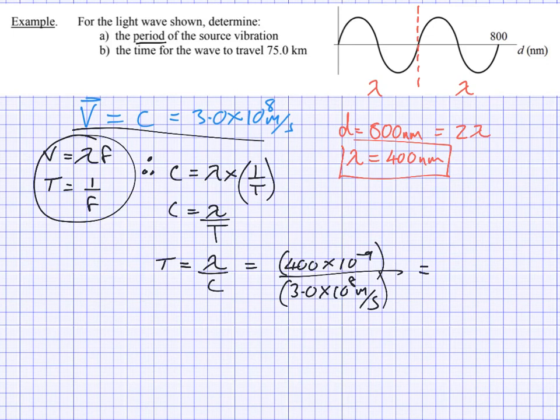If you plug it into your calculator, you get 1.33 recurring times 10 to the negative 15 seconds. So really quick, what that means is that the time it takes for one full wavelength to pass a certain point is 1.33 times 10 to the negative 15 seconds. It's really quick. How quick? It's light speed quick.